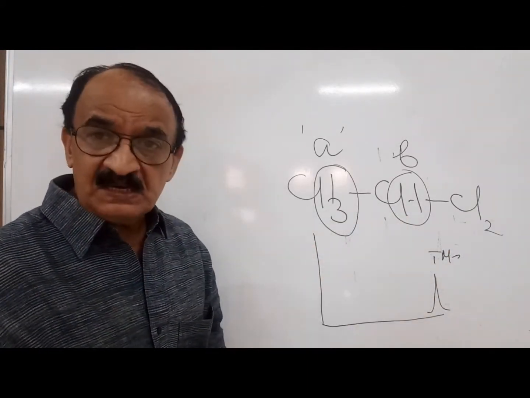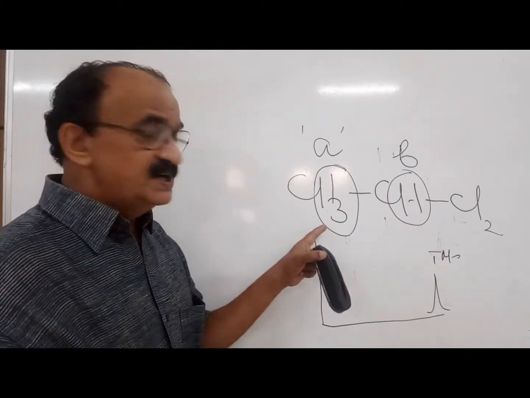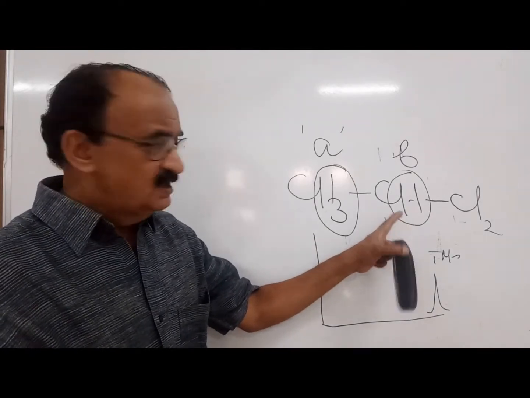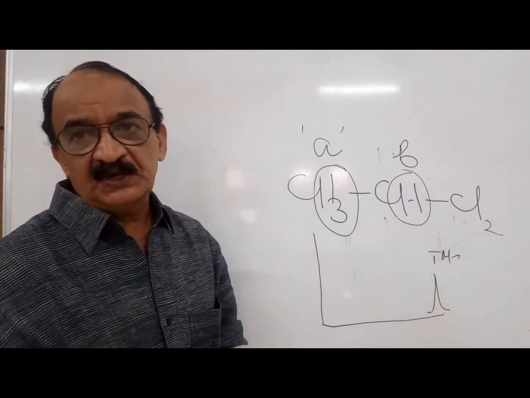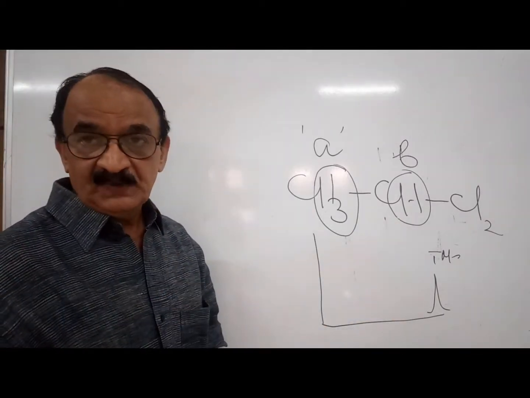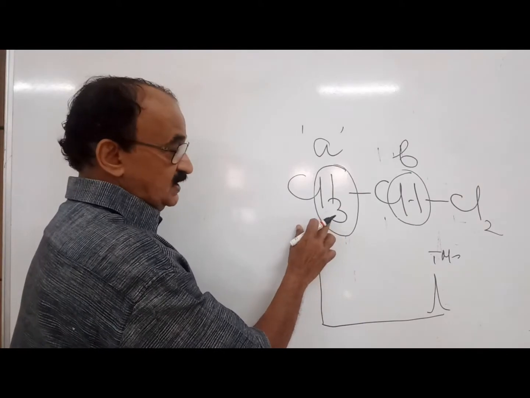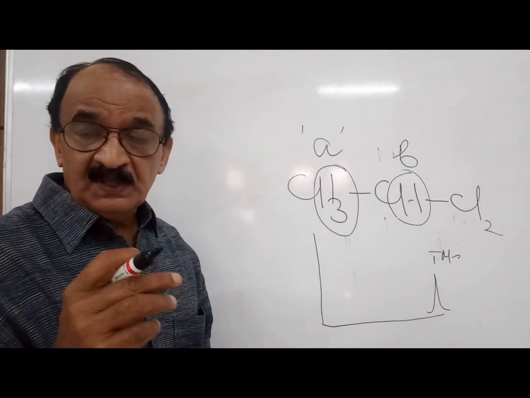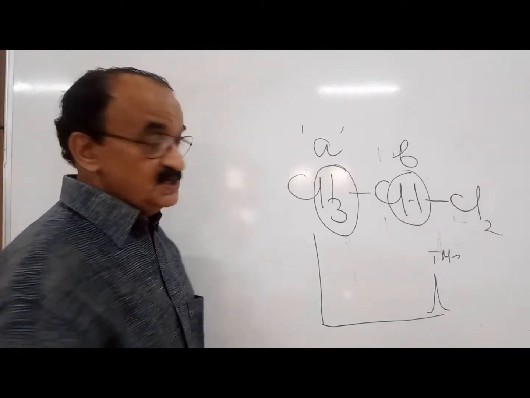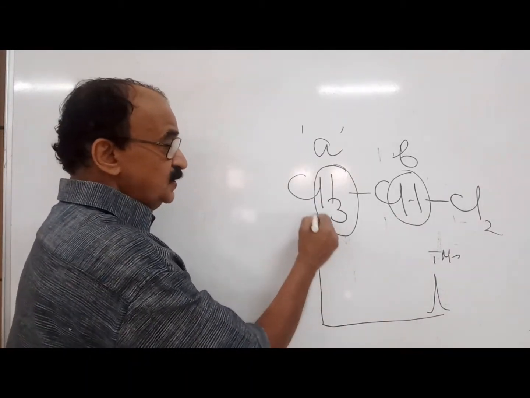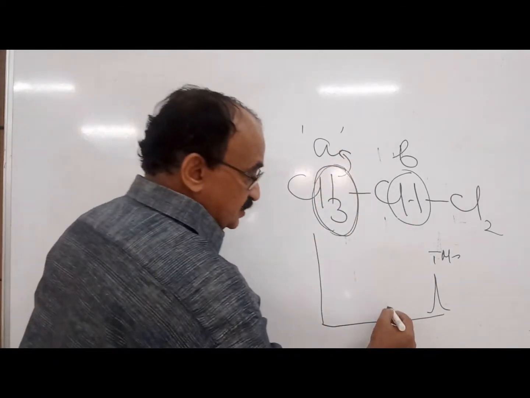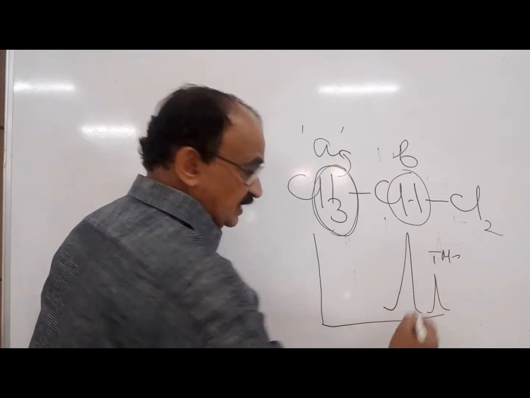Now, this is the TMS signal, and this compound gives two signals. Which one will be nearer to the TMS, that is, shielded? CH3. Why is the other one not shielded, or de-shielded? Because of the presence of chlorine. Chlorine is electron withdrawing. Therefore, the electron density around that proton is lesser. So the CH3 protons will be shielded more than the CH proton. So the signal due to CH3, the signal due to A set, will be seen nearer to TMS.